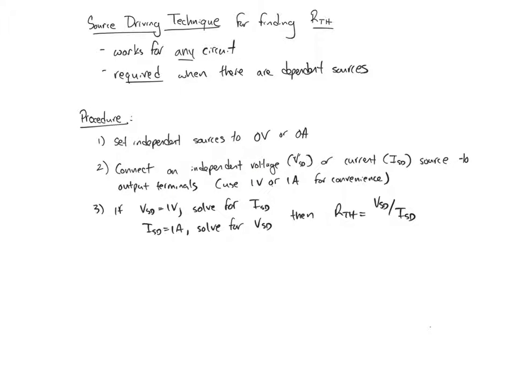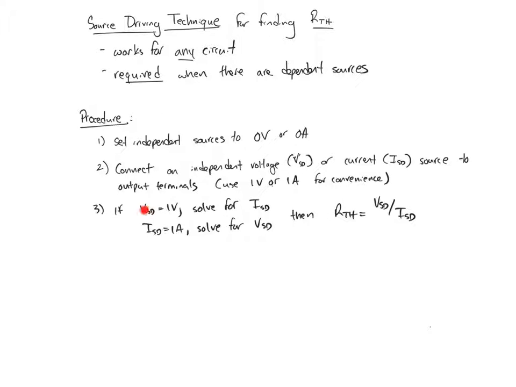For simplicity of the mathematics, we're typically going to choose the voltage source, which we'll call V sub SD, to be 1 volt, and the current source, if we choose so, to be 1 amp. That's just because it makes the math easy. And note that we can scale these, because these are linear circuits and we'll still get the same functional relationship.